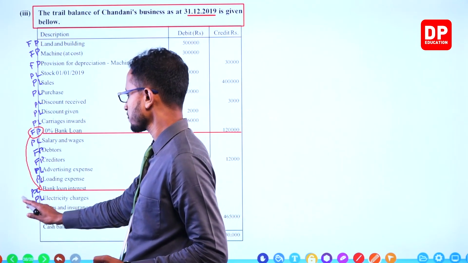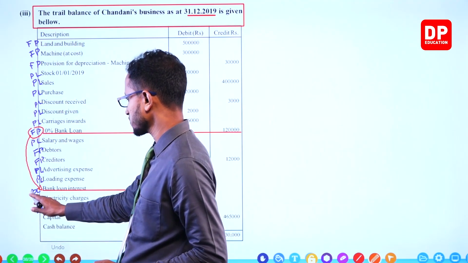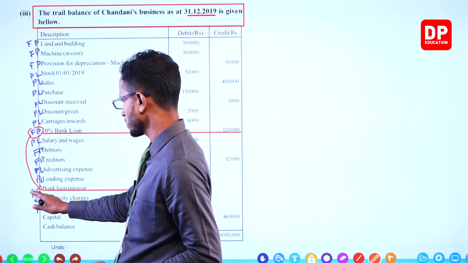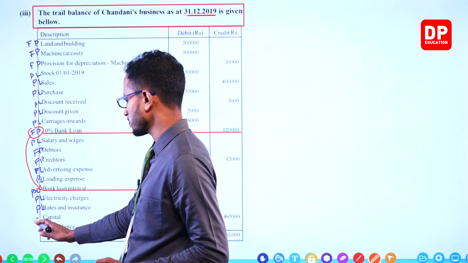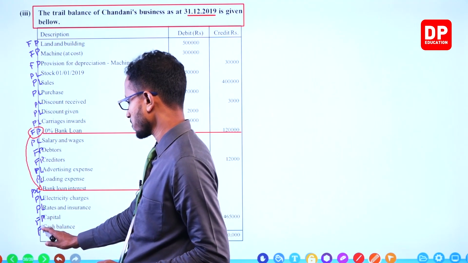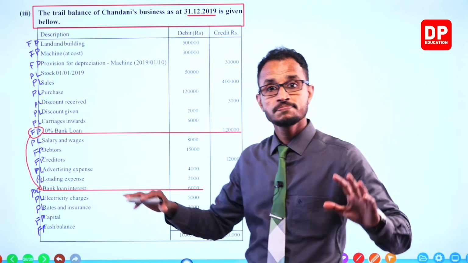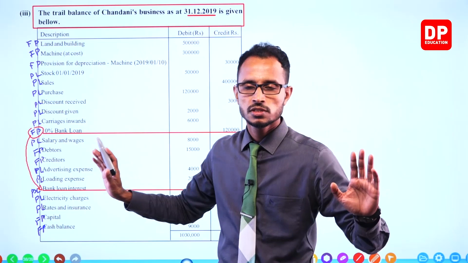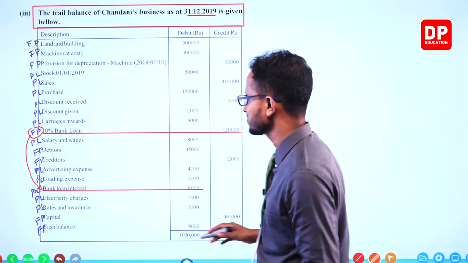Capital is here. Capital goes to FP, financial position. Cash balance also FP. Got it? Beautiful. Now all are marked, well organized.